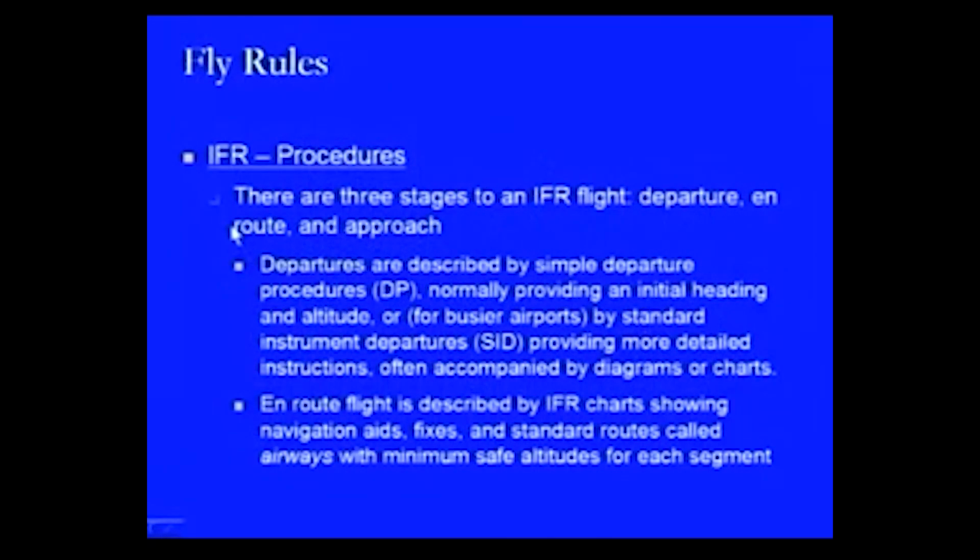Then there are certain IFR procedures. There are three stages to an IFR flight: first is departure, then en route, meaning during the flight, and approach. The departures are described by simple departure procedures, normally providing an initial heading and altitude, or for busier airports by standard instrument departures providing more detailed instructions, often accompanied by diagrams or charts. That is the way the departures are scheduled. The en route flight is defined by IFR charts, which show navigation aids, fixes and standard routes called airways, with minimum safe altitudes for each segment.